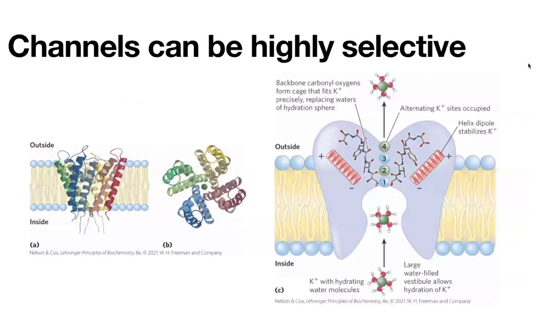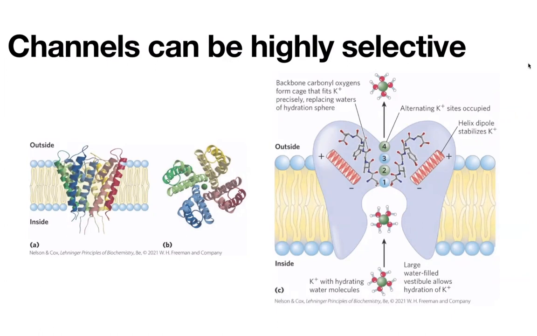These channels can be highly selective because you can imagine you don't just want huge pores in your membrane that let everything through, or else that wouldn't be very helpful. So instead, these channels are highly selective. There are different strategies that they can use to be selective. This is an example of a potassium channel.